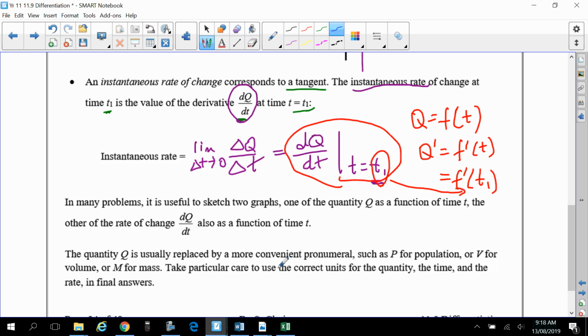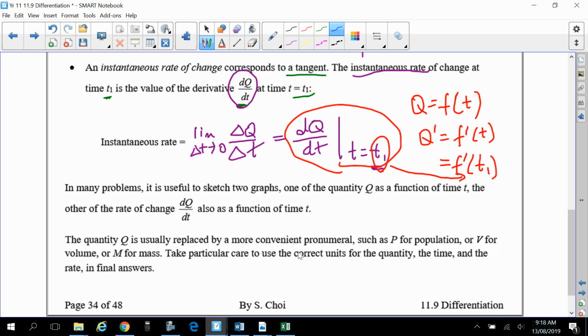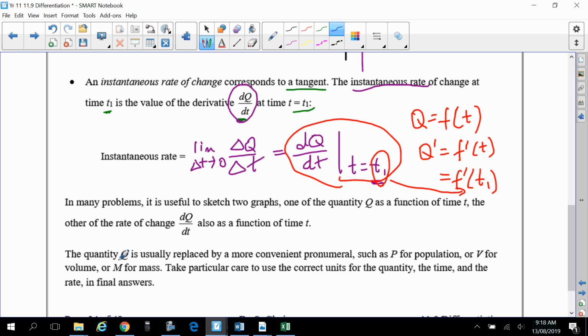Take particular care to use the correct units for the quantity, the time, and the rate in final answers. Okay, so we don't have to always use Q. It could be P for population, V for volume, M for mass, whatever. So it doesn't always have to be Y. Take particular care with the correct units for the quantity, the time, and the rate in the final answers. So again, that will be discussed in the next example.